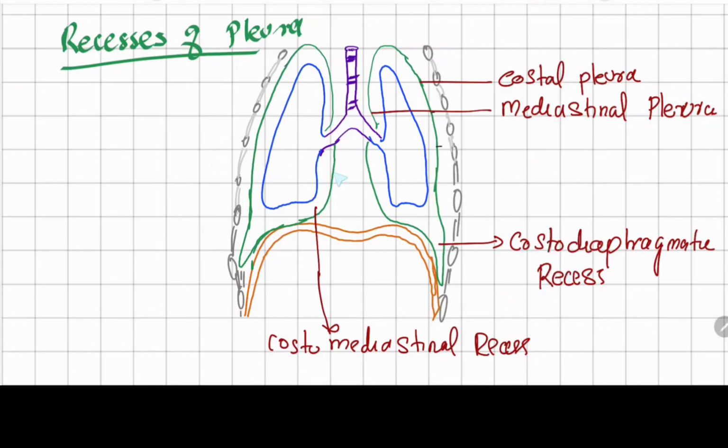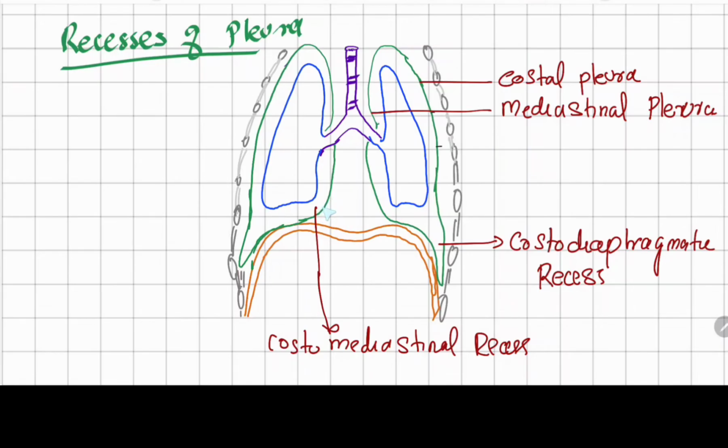In the same way, when the mediastinal pleura gets reflected onto the diaphragm, it makes a small pocket-like space, known as the costo-mediastinal recess. These two pleural recesses have some clinical importance. So here we have the costo-diaphragmatic recess, and medially we have the costo-mediastinal recess.